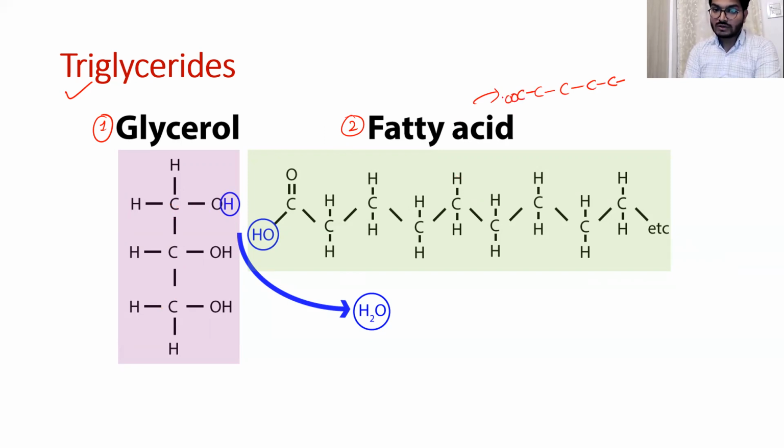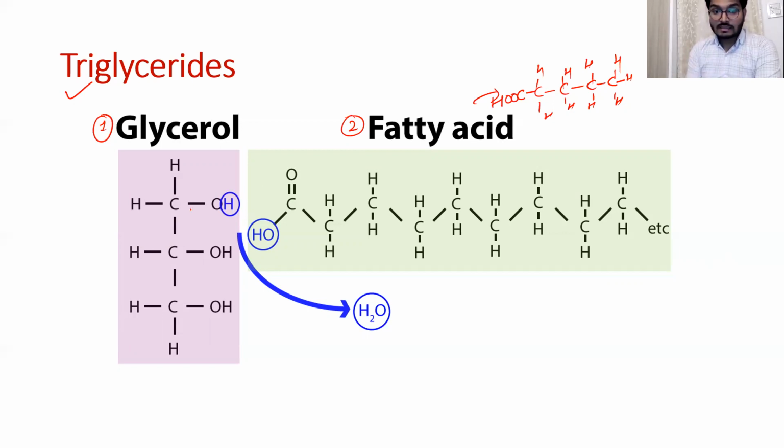At one end you will have the carboxylic acid, and the rest of the positions will be filled by hydrogen. So that's the basic definition of a fatty acid: a long chain of carbon and hydrogen, and at one end you have the carboxylic acid. That's what your fatty acid is.